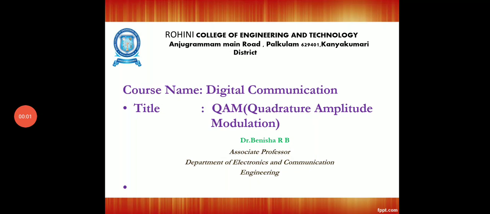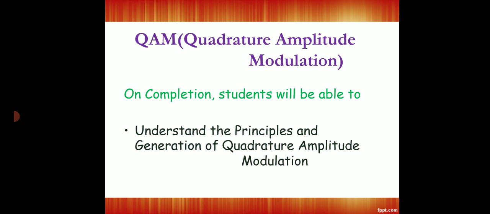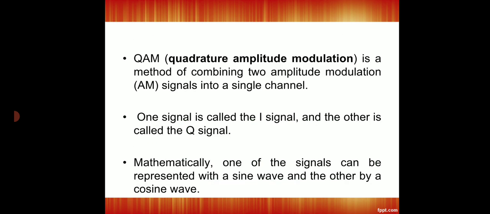In this video, we are going to discuss quadrature amplitude modulation. On completion of this topic, the students will be able to understand the principles and generation of quadrature amplitude modulation. So, quadrature amplitude modulation is a method of combining two amplitude modulation signals into a single channel. One signal is called the I signal and the other signal is called the Q signal.